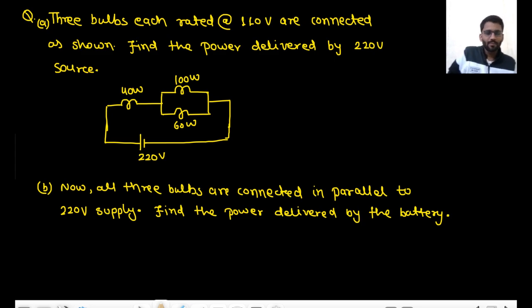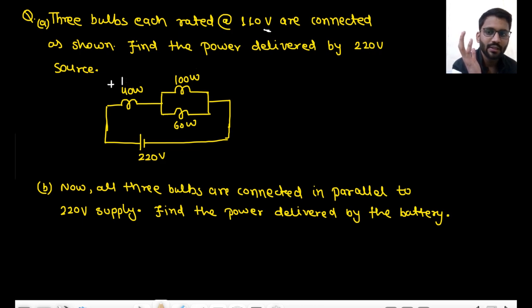So this is a very good problem. Two questions are there. 3 bulbs each rated at 1110 volt. This is rated. It is not saying that it is working at that condition. The bulbs are rated at 1110 volt. It's not necessary that it is getting 1110 volt. It can get something else as well.